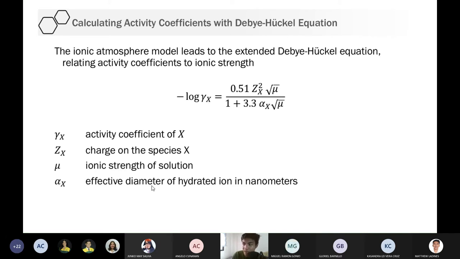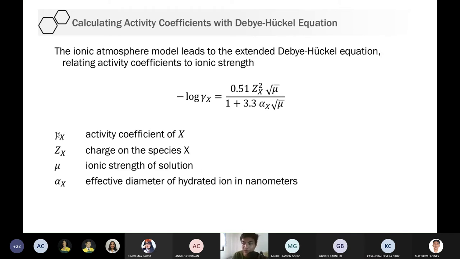And this alpha x tells us about the diameter of the hydrated ions in nanometers. So that is the size of the ion. So the bigger the size of the ion, the greater the value for gamma, or the greater the deviation. Okay. And vice versa. So that's what happens here.